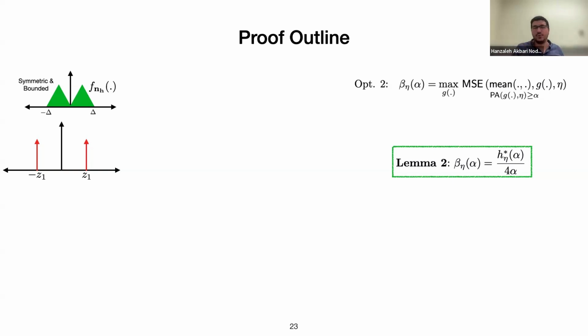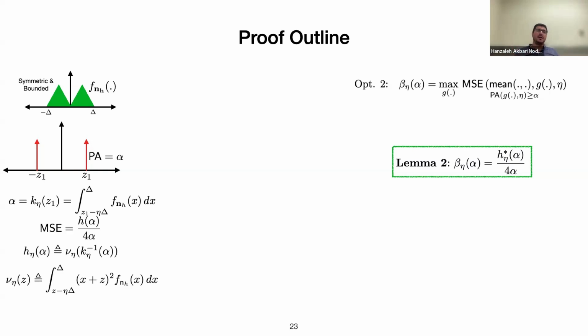For this class of noise, first, in order to have the probability of acceptance equal to alpha, we show that in order to have this, we find the corresponding value of Z1, which is the position of the noise. And as you can see again here, it is all related to the noise distribution of the honest node. We then show that for this class of noise, the MSE, for the case that the data collector is utilizing mean as the estimation function, is h of alpha divided by 4 alpha.